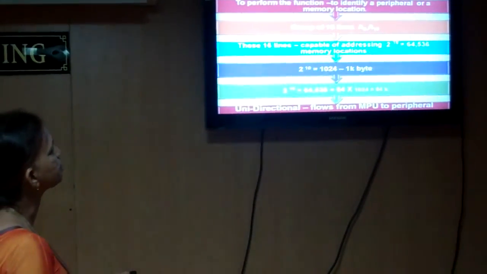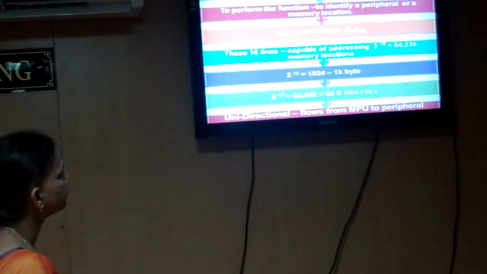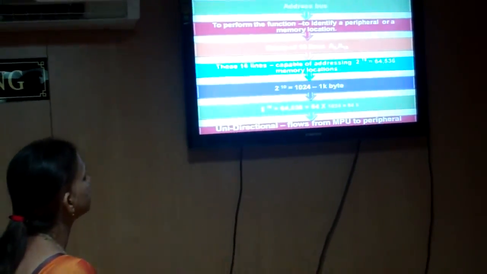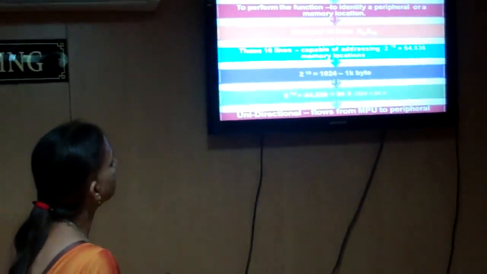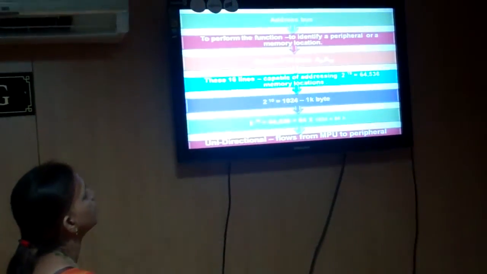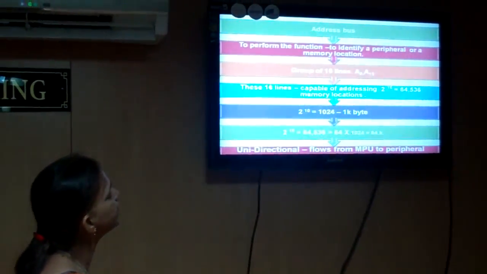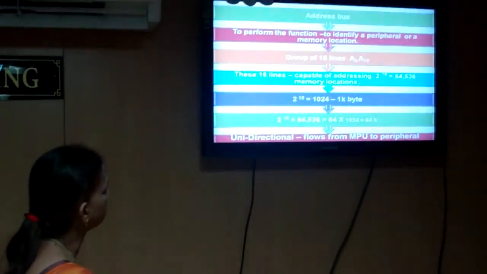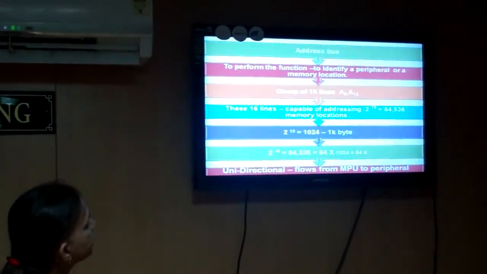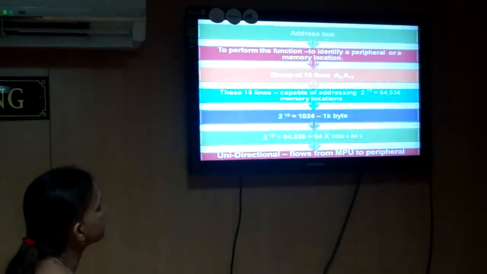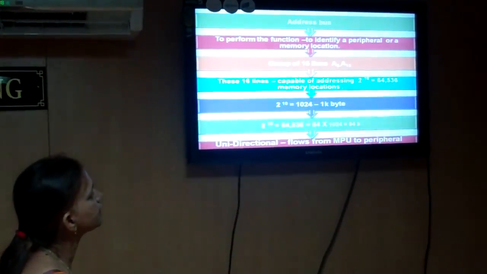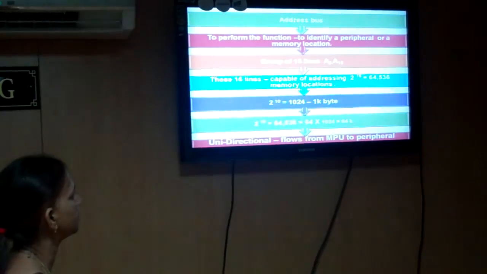Why do we need an address bus? We need an address bus to perform the first function, as we discussed in the microprocessor initiated operations, that is to identify a peripheral or a memory location. For this, you are provided with a group of 16 lines designated by A0 to A15. And these 16 lines can address 2 to the power 16, that is 64,536 memory locations.